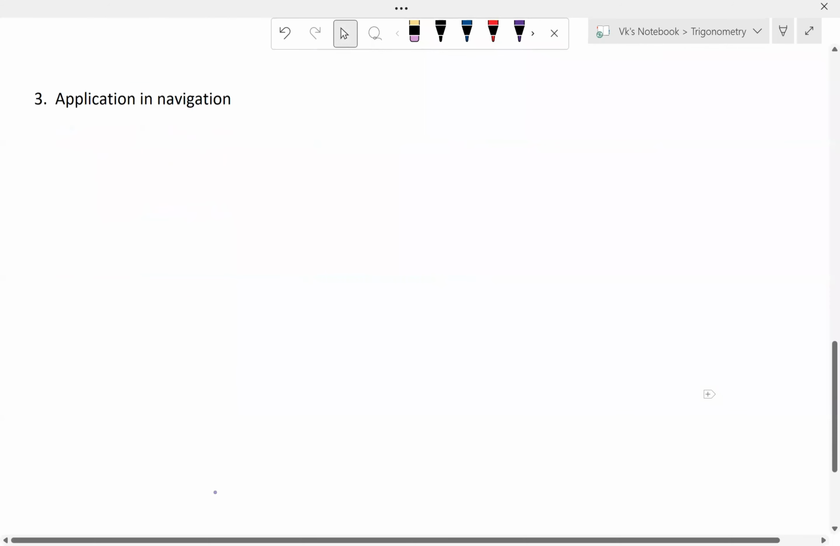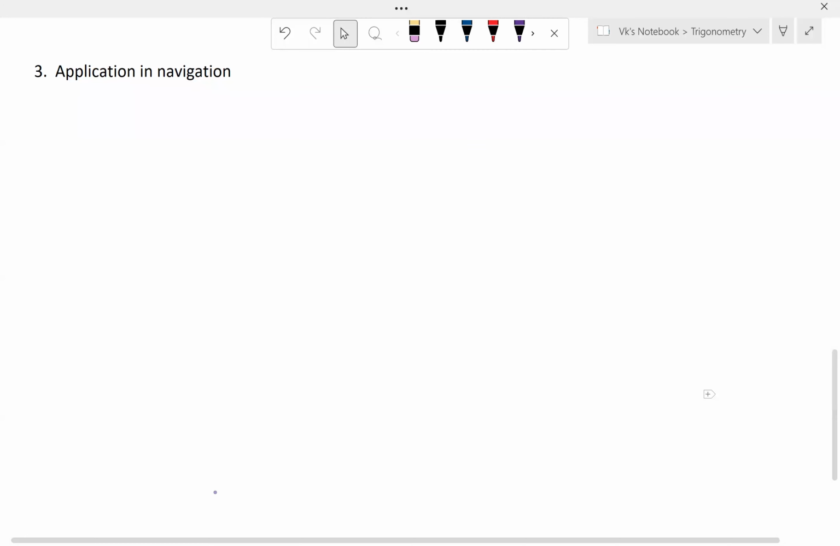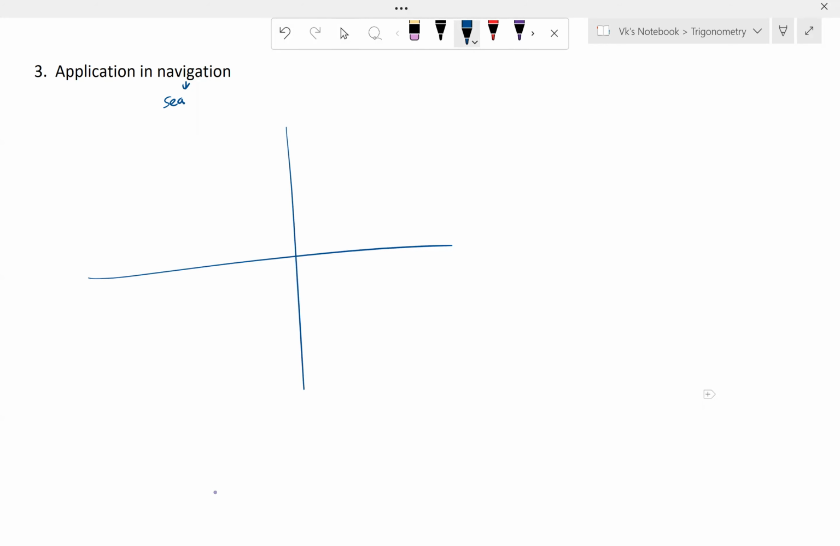Here comes another application. Application in navigation. Sea navigation, to be exact. In the sea, this is how we define the bearing, sea bearing.